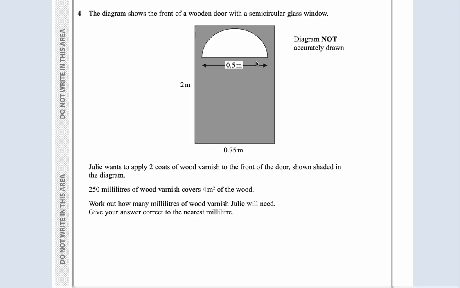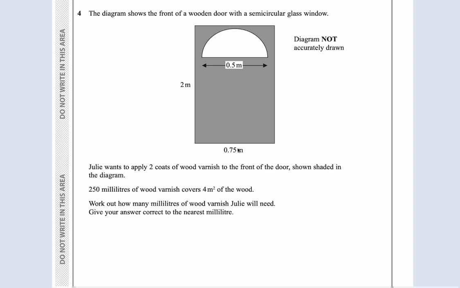Okay, question 4. Diagram shows the front of a wooden door and a semicircular glass window. Julie wants to apply 2 coats of wood varnish to the front of the door shown shaded in the diagram. 250 milliliters of wood varnish covers 4 meters squared of the wood. Work out how many milliliters of wood varnish Julie will need.